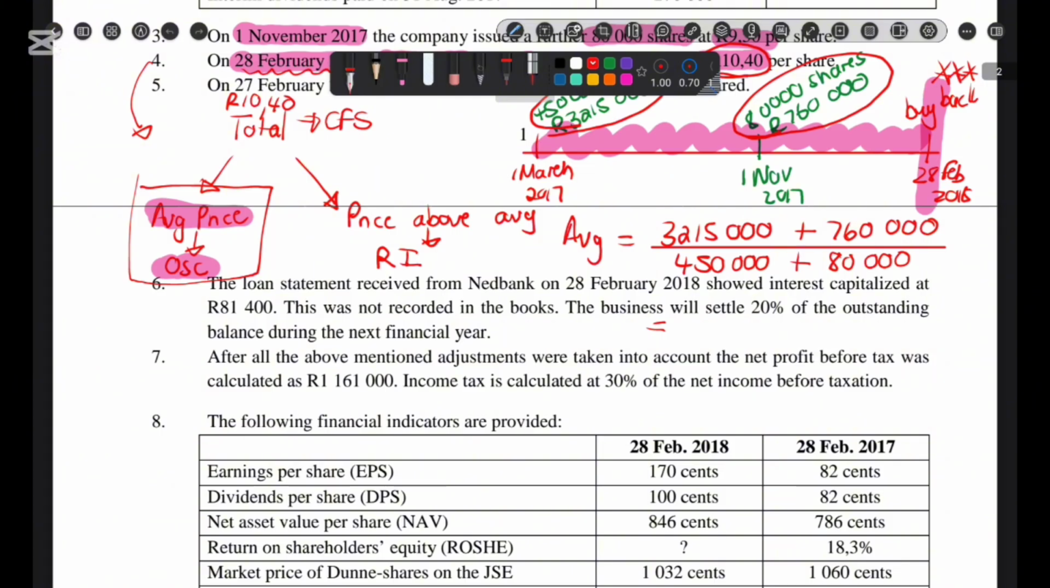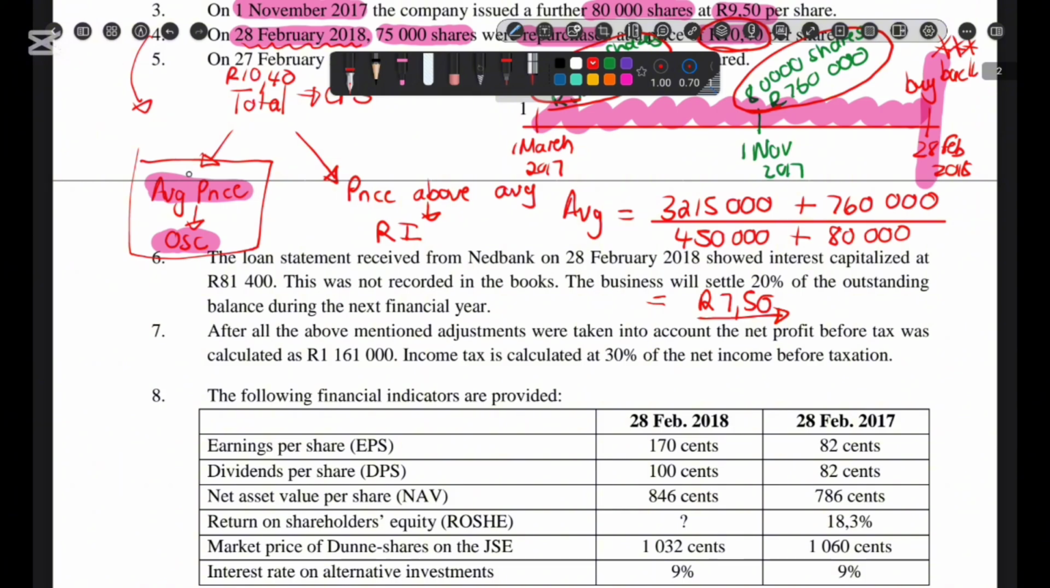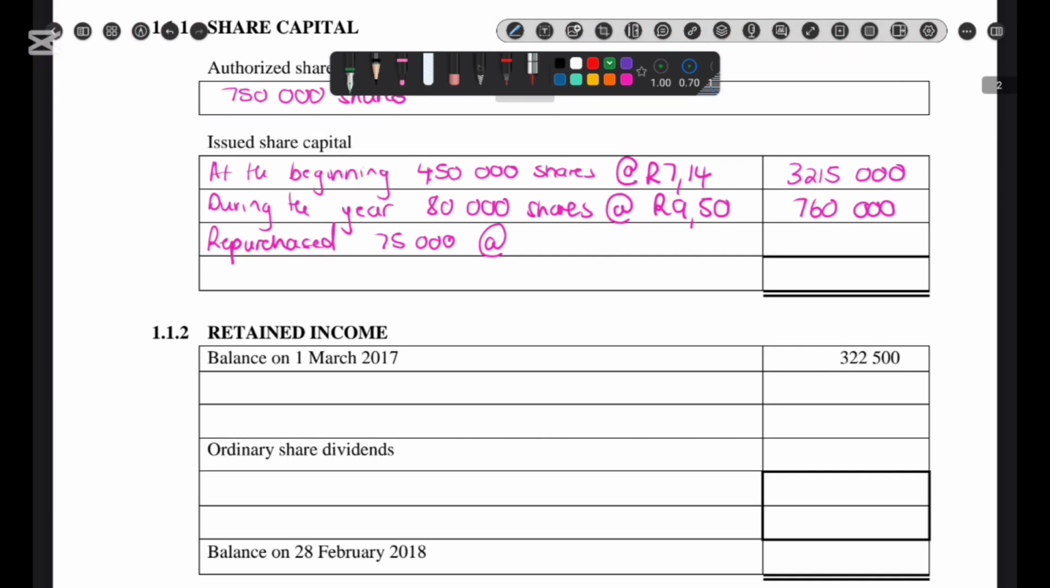That's going to give me 7 rand 50 cents. So my average price that I'm going to use for my buyback is going to be what? 7 rand 50 cents. So the average price is 7 rand 50 cents that I'm going to use in my ordinary share capital note for my buyback. So now I go to my note and I say at 7 rand 50, then I take my 75,000, I times it by the 7 rand 50, and that gives me 562,500.